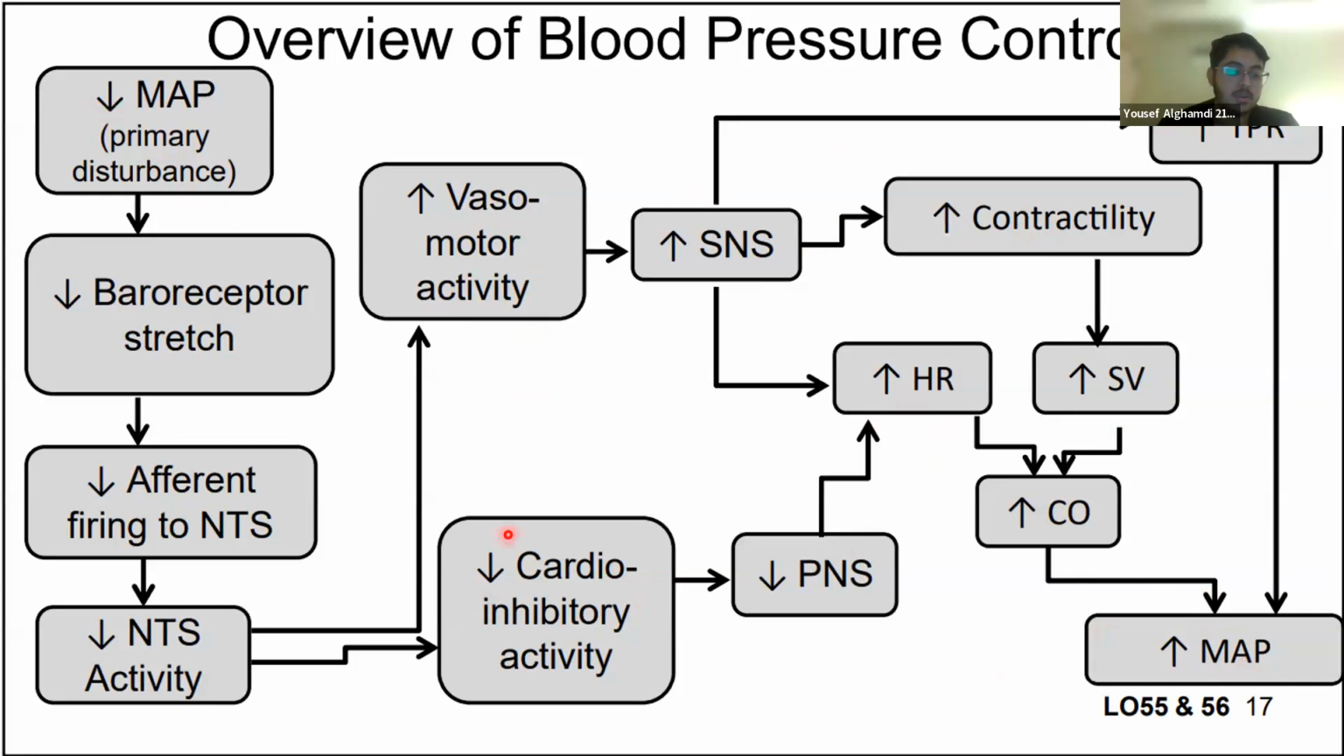Now let's come to the cardio-inhibitory activity, decrease in cardio-inhibitory activity. So if we decrease the parasympathetic nervous system, we will have an increase in heart rate because we decreased parasympathetic. Increase in heart rate will cause an increase in cardiac output, which will cause an increase in mean arterial pressure, solving our problem. Okay, I think this is simple enough. Does anyone have a question? It's okay if it's not simple. It took me a lot to understand this in first year and get it down.